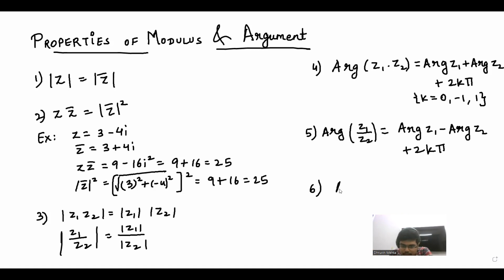नेक्स्ट इज आर्ग्यूमेंट ऑफ z बार जो होता है दैट विल बी नेगेटिव ऑफ आर्ग्यूमेंट ऑफ z. क्योंकि उसमें सिर्फ इमेजिनरी टर्म का साइन चेंज हो रहा है, सो द क्वाड्रेंट चेंजेस, सो इट्स जस्ट गोइंग टू बी नेगेटिव ऑफ आर्गुमेंट ऑफ z.